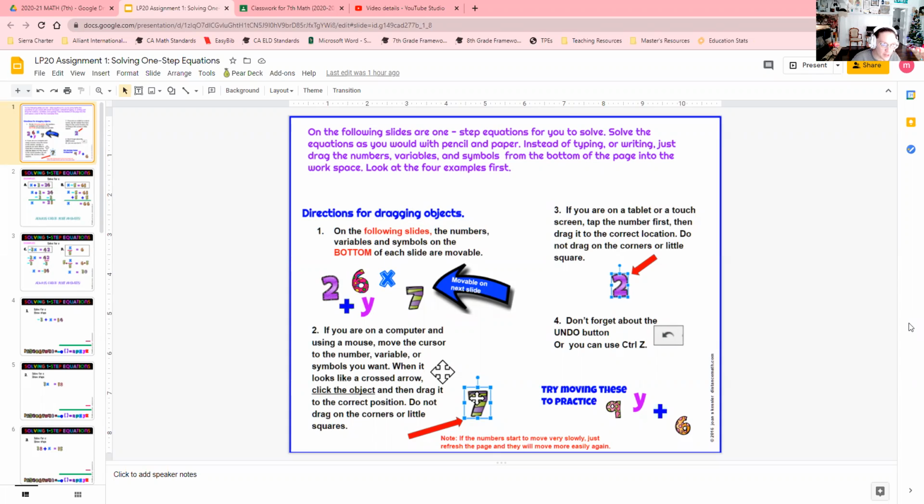I know it looks pretty long, but be aware there is only one problem on each page, so it's not as big as it seems. The very first page has some information for you as far as setting up and how to work through this, and some advice. If you're working on a computer versus a tablet, you may want to check this out to double check that you're doing things right. There are also some practice numbers that you can click and drag and practice moving around the page.